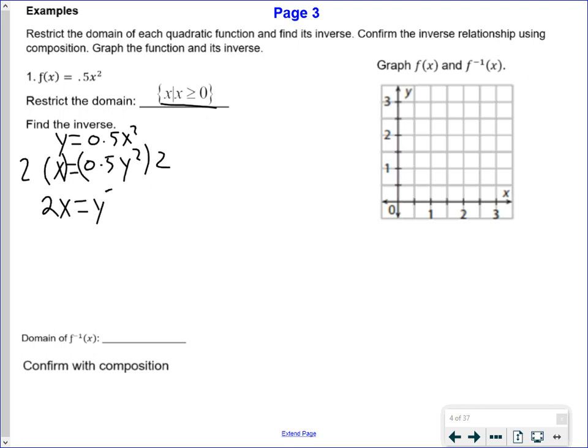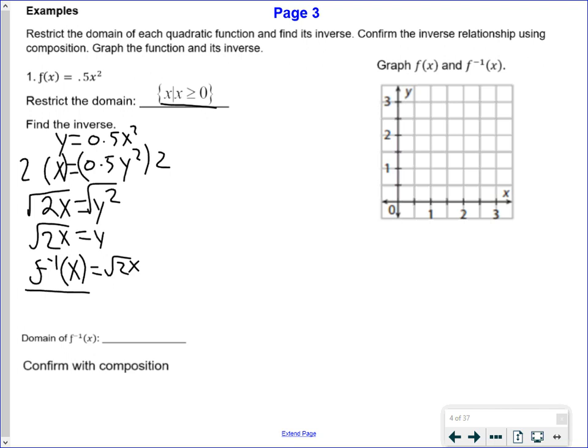2x equals y squared. Take the square root of both sides. We get that the square root of 2x equals y. And we can change that y now into an f inverse of x, because that's what we just solved for. So the inverse function of x equals the square root of 2x. So to find your inverse, flip where your x and y's are, solve for y again, and then just change y to f inverse of x. And that right there is our inverse function.